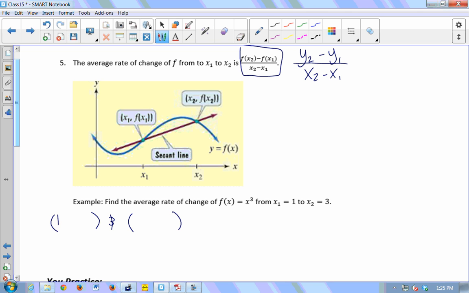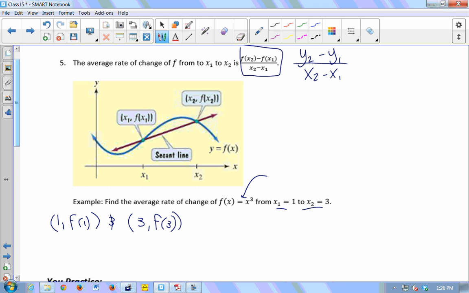Sure, I could write it like that. 1 comma f of 1 and 3 comma f of 3. Right? So they gave me the x values, so I can put those in as my points. But then I have to calculate the y values by plugging into the function. Make sense?